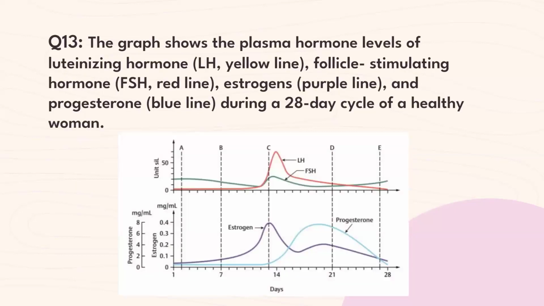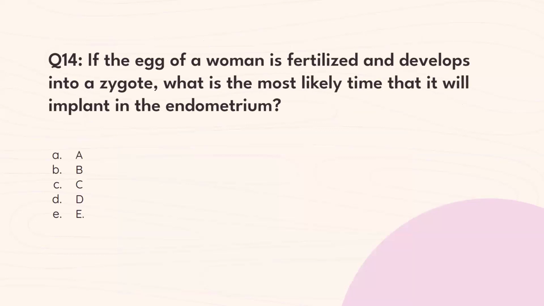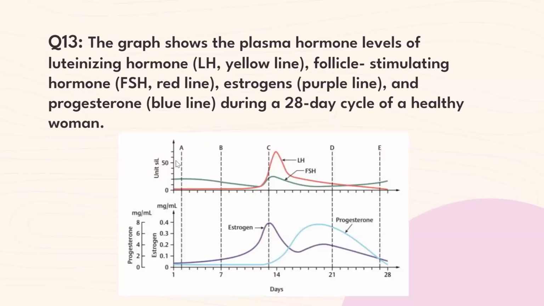If the egg of a woman is fertilized and develops into a zygote, what is the most likely time that it will implant into the endometrium? So out of A, B, C, D, E, where do you think in a normal healthy female does implantation occur?